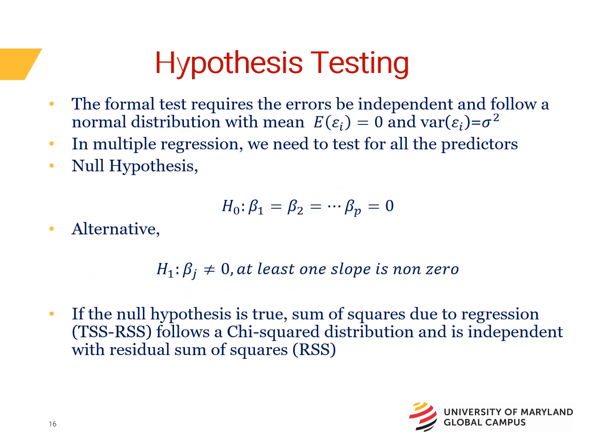So just as in the linear regression case, we have to do hypothesis testing here as well for multiple linear regression. We have the same assumption here. The functional form is the same, and the formal test requires that the error terms are independent, which is the same assumption we made for simple linear regression. And they follow a normal distribution with mean zero and constant variance.